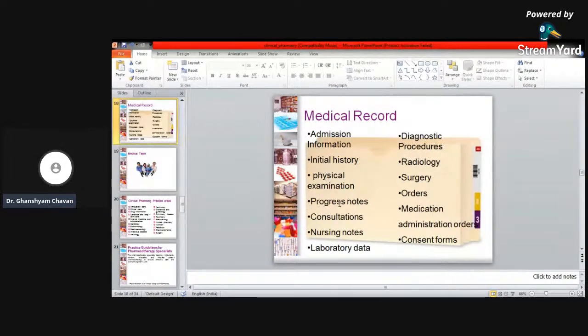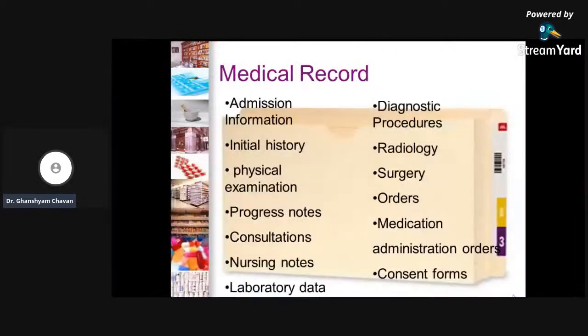Progress notes means the notes that the nursing staff, who are constantly visiting, or the pharmacist, who is constantly visiting the patients, are writing regarding the blood pressure or pulse rate or oxygen consumption. They also write about their body weight, if there is an increase or decrease in body weight. So the progress note is also one of the sources of medical record. Consultations: we hold discussions with the patients regarding the disease. It is also consultation. We ask questionnaires to the patients. And nursing notes: nurses visit the patients and they get the information.